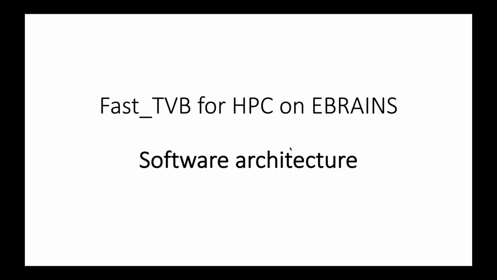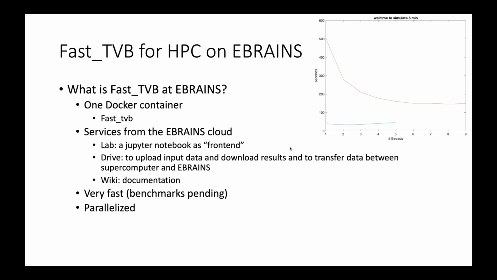Okay, so Fast TVB is basically a fast implementation of the reduced Wang-Wang neural mass model in C and deployed as a Docker image, so it can be run in a container. So no dependencies need to be installed, and also the compiler and stuff is all done through Docker containers. So this is also platform independent.